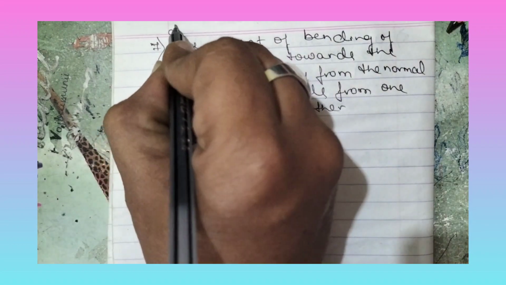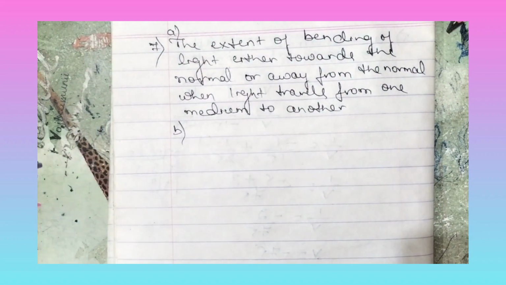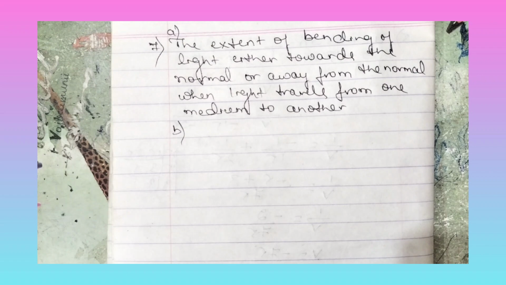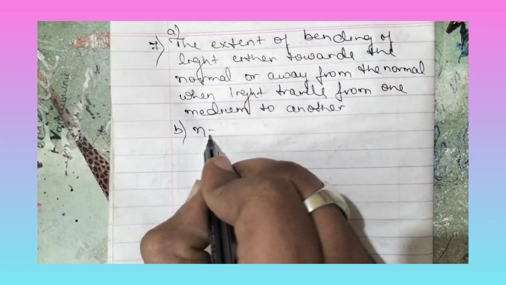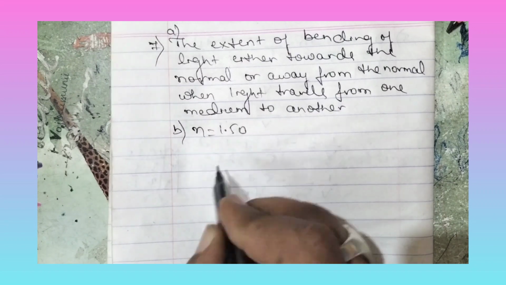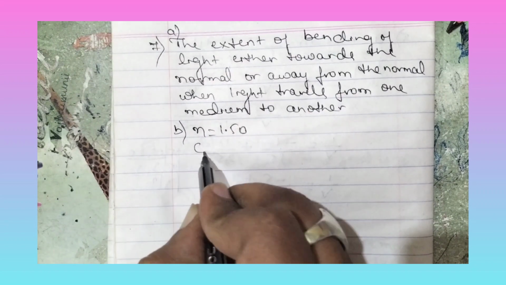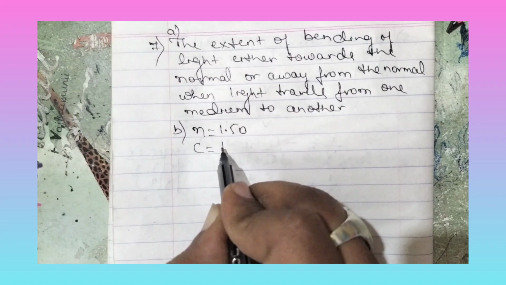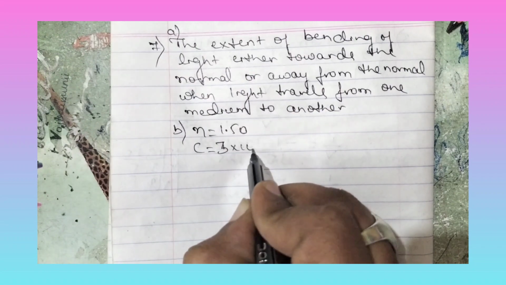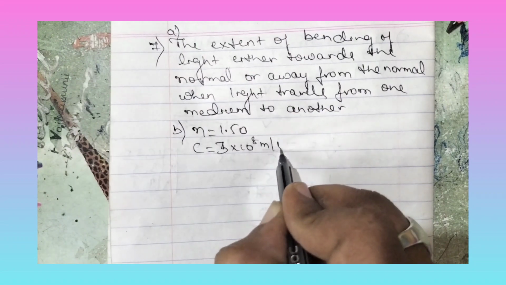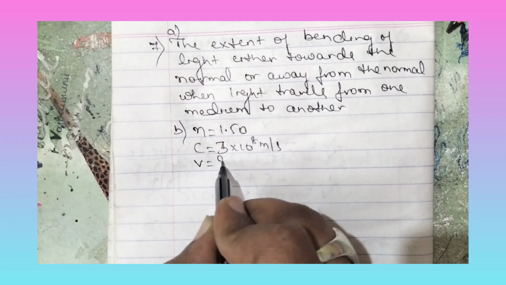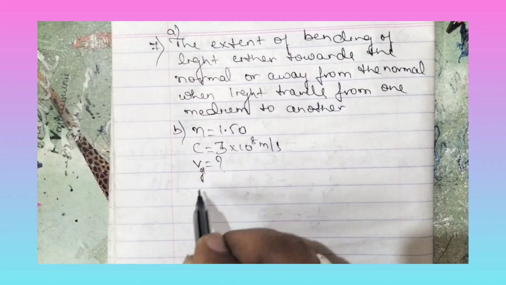This is a question, and in that only one question is there. Light travels from air to glass, that is from rarer medium to denser medium, having a refractive index given. So refractive index is equal to 1.5. We know the speed of light in air is 3 into 10 to the power of 8 meter per second. Now we have to calculate the speed of light in glass.